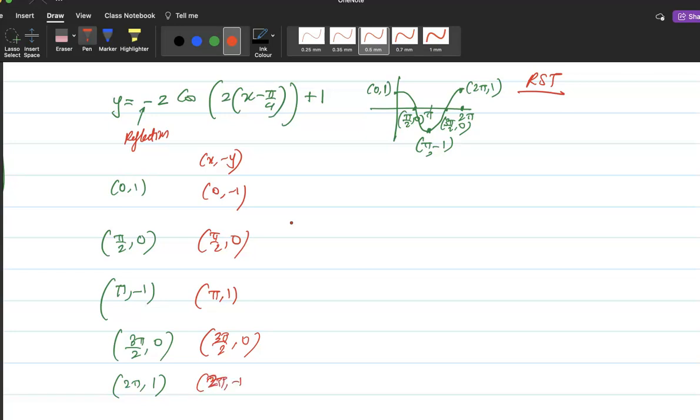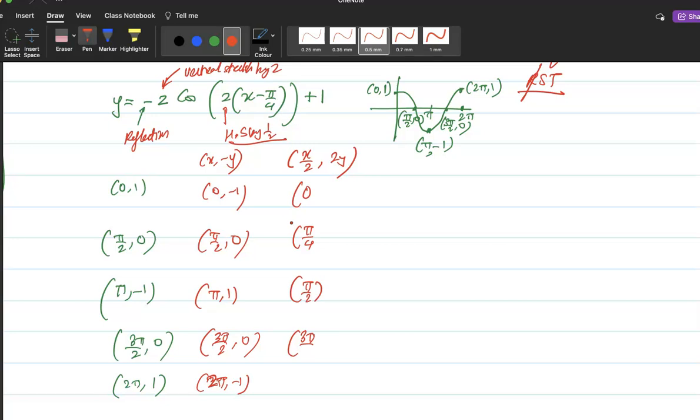Now you do the stretch. The reflection is done. This is a horizontal stretch by half, so you divide all the x values by 2. And this is a vertical stretch by 2, so the y values you multiply by 2. So x values you will divide by 2, and y values you will double.